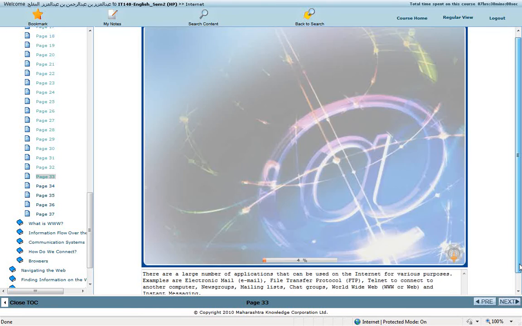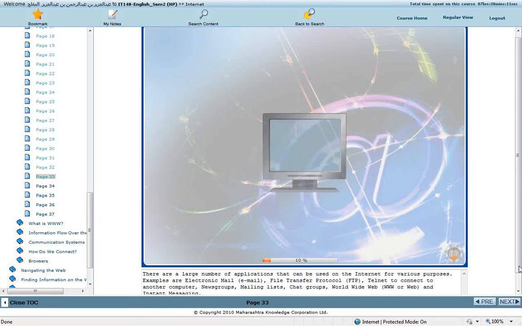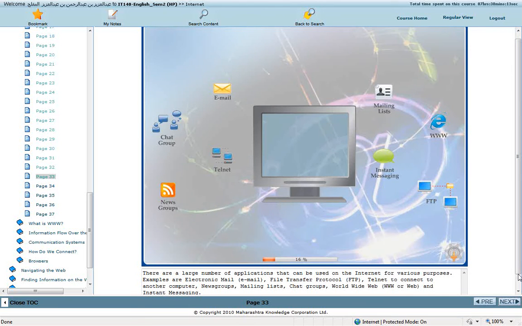There are a large number of applications that can be used on the Internet for various purposes. Examples are electronic mail (email), file transfer protocol (FTP), Telnet to connect to another computer, newsgroups, mailing lists, chat groups, World Wide Web (WWW), and instant messaging.